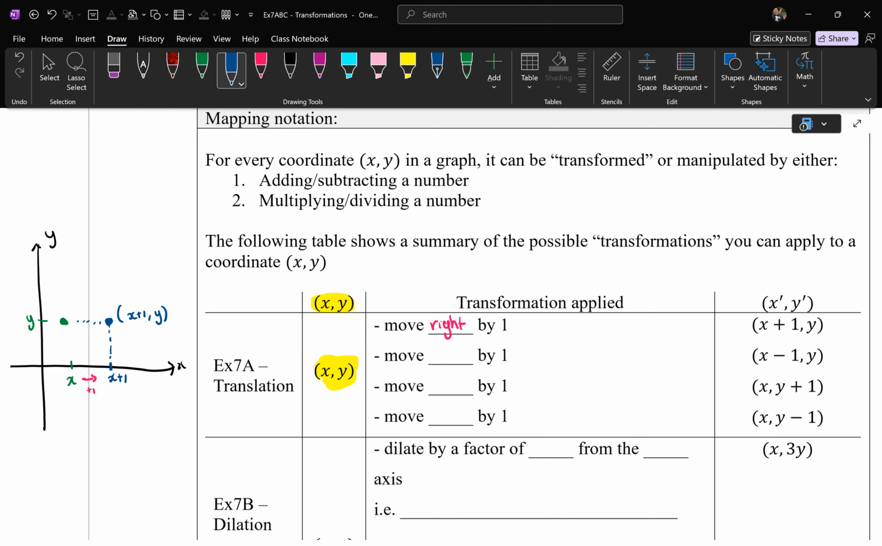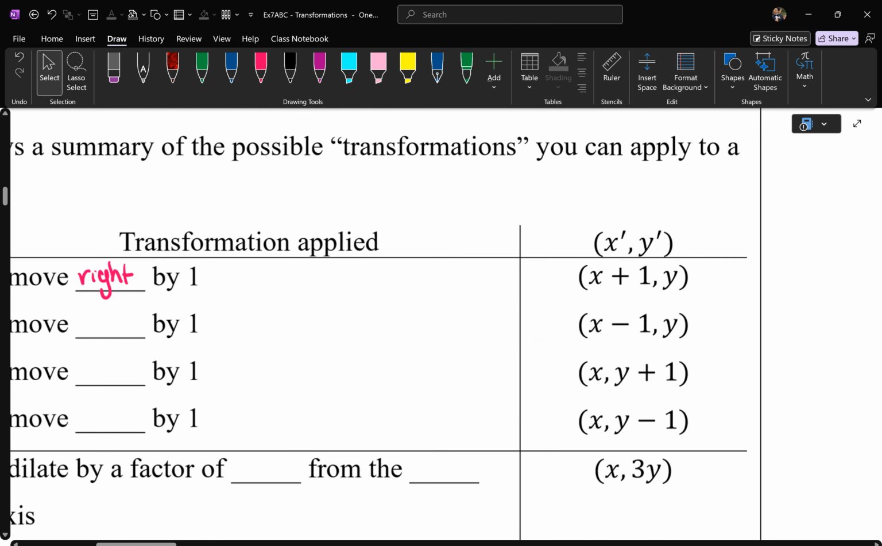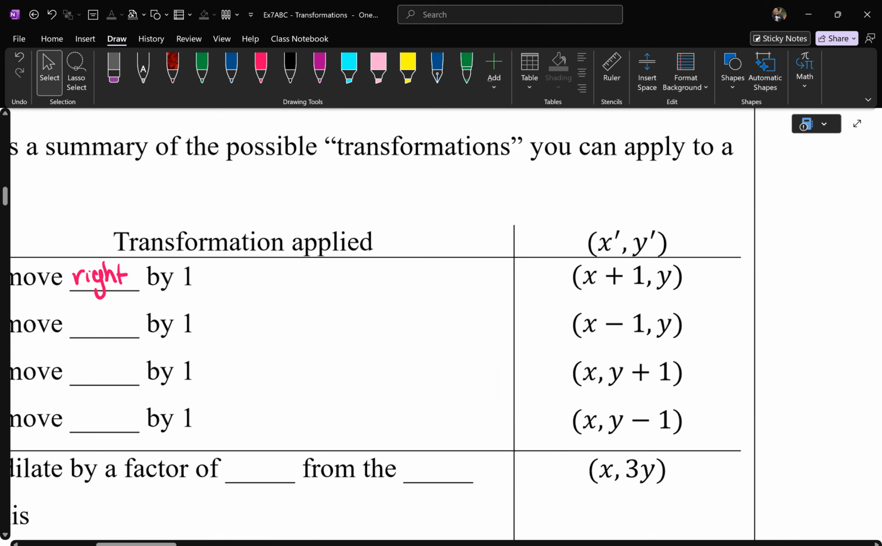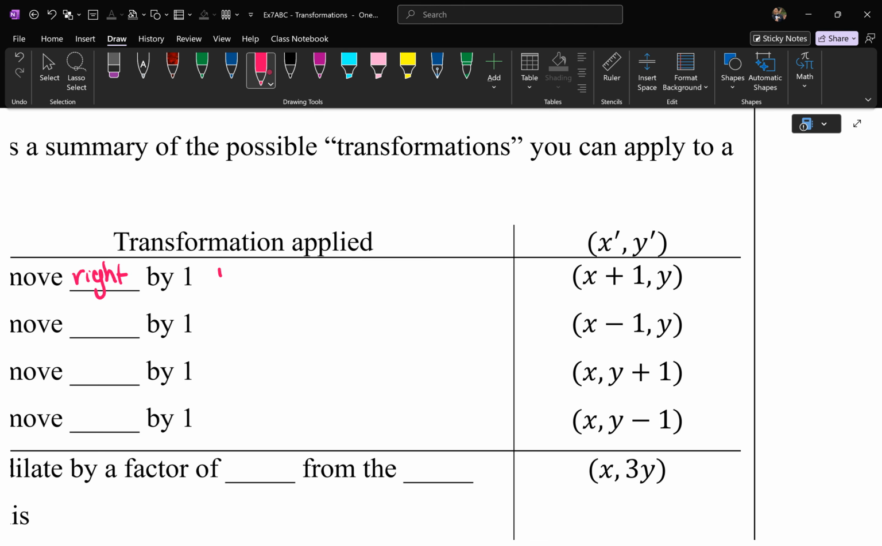Yeah? So this is called translation of 1 unit to, actually I should write this down because it sounds fancy. Back in the past you actually had to memorize this sentence, but now you can say to the right by 1. But back then they used to say translation of 1 unit in the positive direction of the x-axis.